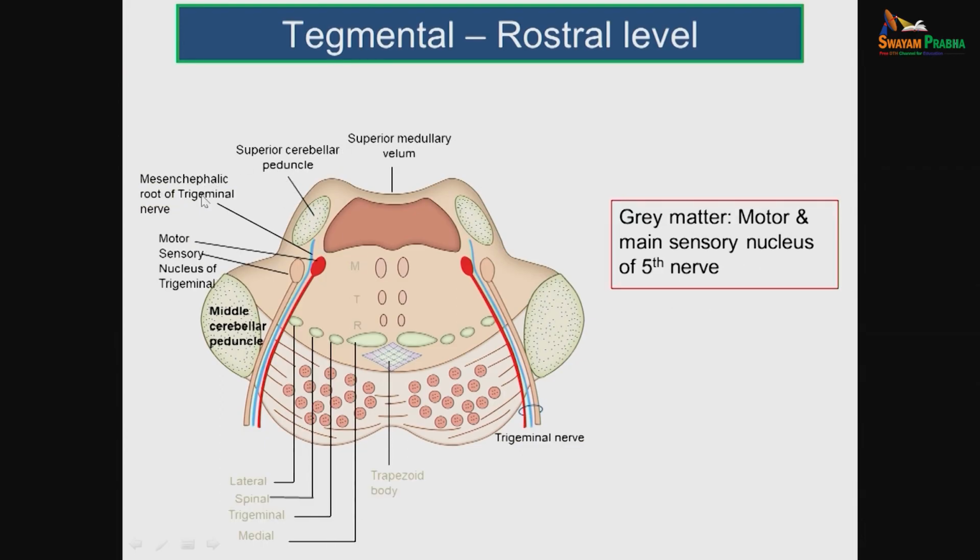Now, as I said, it is at the level of the trigeminal nucleus. You see there is a motor nucleus of the trigeminal nerve, and laterally is the principal sensory nucleus of the trigeminal nerve. The fibers from the mesencephalic root of the trigeminal nerve also come along with this and form the trigeminal nerve.